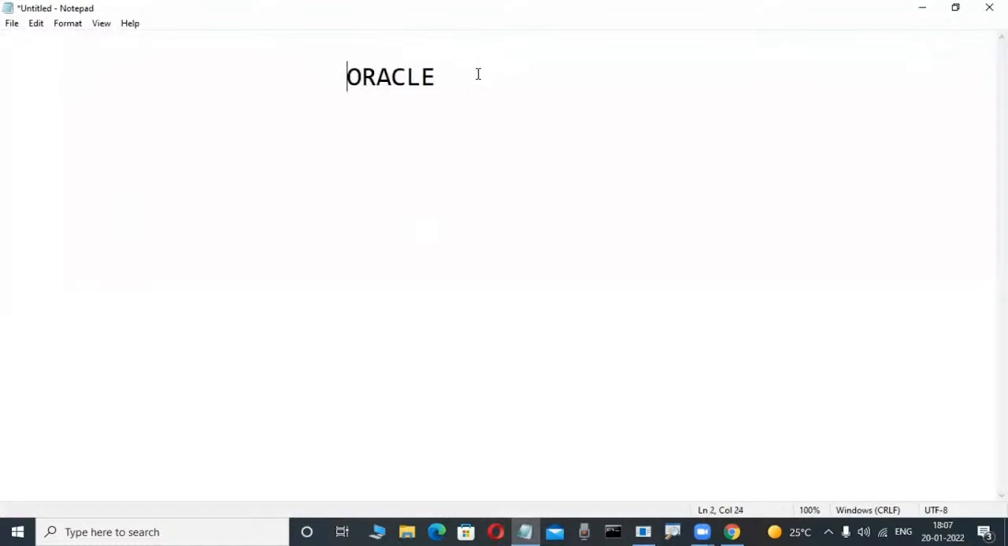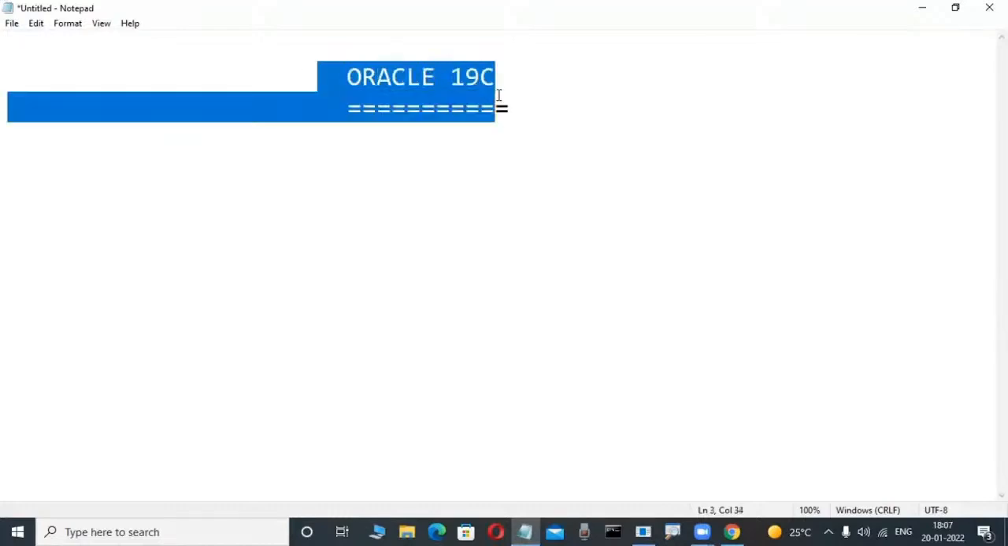Now this is Oracle 19c. 19c means cloud technology. Observe it here. This is the latest version we are learning in our class.